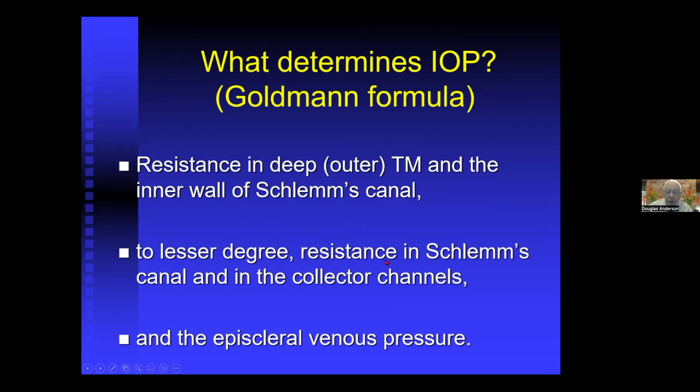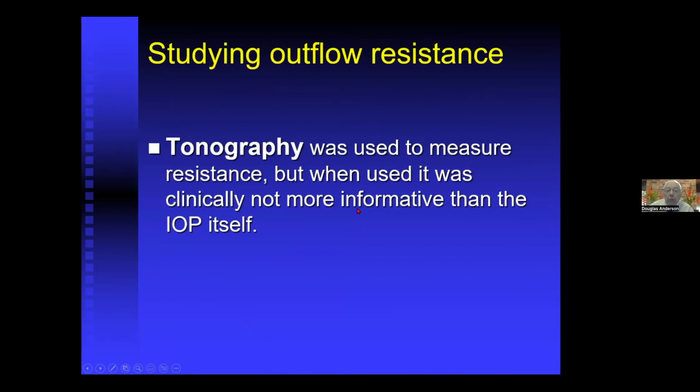To a lesser degree, there's some resistance in Schlemm's canal and the collector channels, and then there's the episcleral venous pressure. And all of this leads to Goldmann's formula, which you should know, which relates the intraocular pressure to the resistance and the venous pressure, as well as the rate of flow of aqueous humor. Those are the three things that determine pressure.